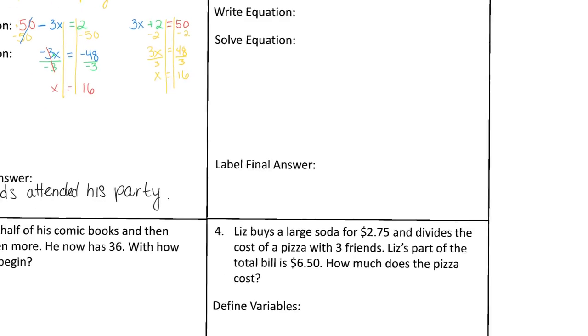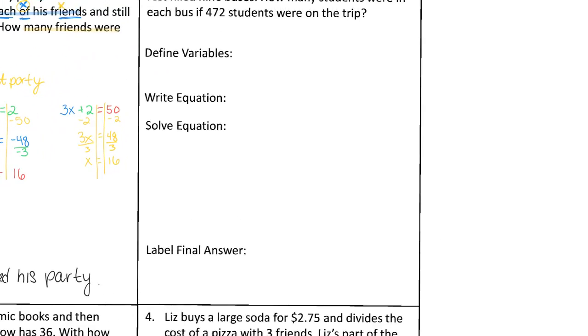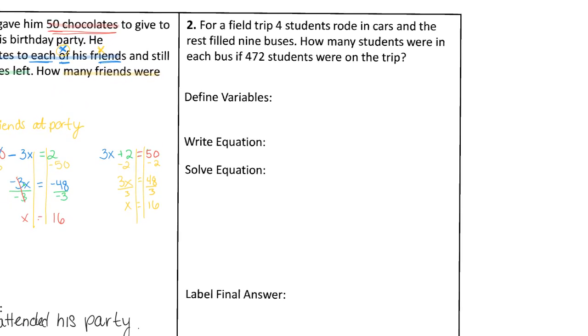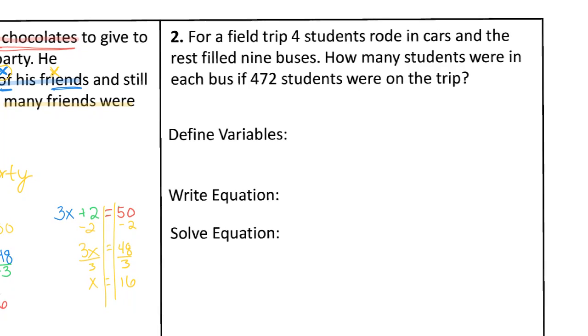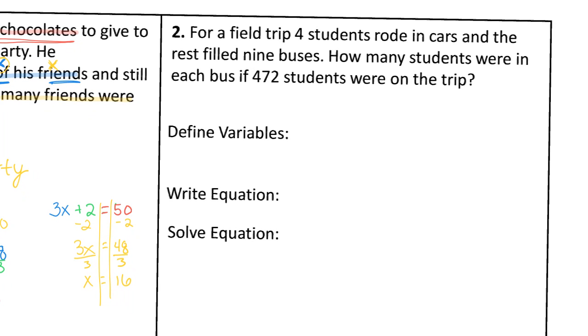All right, let's do number two. Let's do number two together again, because this one always trips people up. Okay, so for a field trip, 4 students rode in cars, and the rest filled 9 buses. How many students were in each bus if 472 students were on the trip? So the question is, how many students were in each bus is the question.